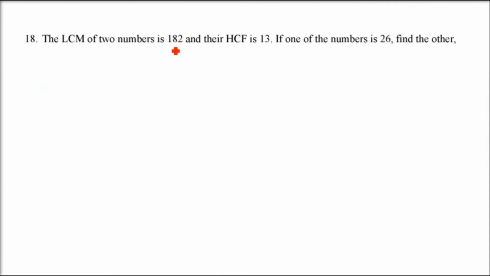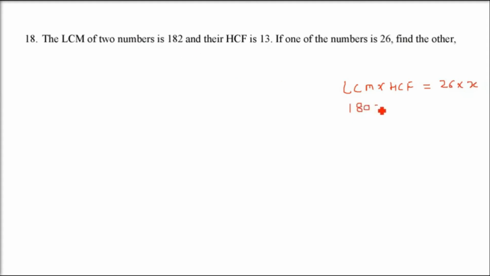The LCM of two numbers is 182 and their HCF is 13. If one of the numbers is 26, find the other. And we know the relationship: the LCM multiplied by HCF equals, if you multiply the LCM with the HCF, what do you get? You get the multiplication of the numbers. One is 26, assume the other to be x.